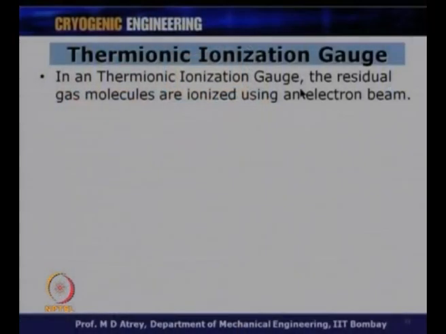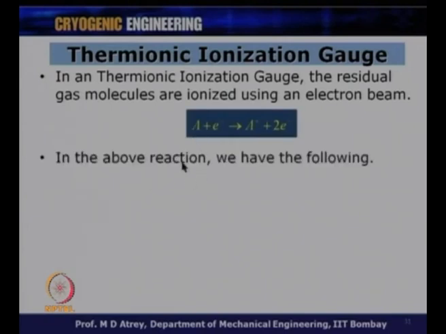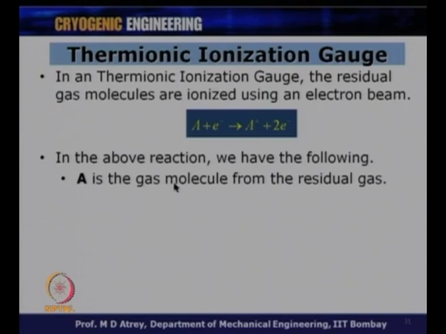So, after the Pirani gauge and thermocouple gauge, let us see the thermionic ionization gauge, and the principle on which it works. In a thermionic ionization gauge, the residual gas molecules are ionized using an electron beam. Simple principle, ionization. In the above reaction, we see that A is a gas molecule.